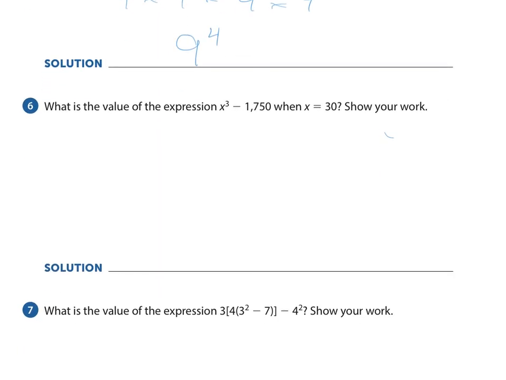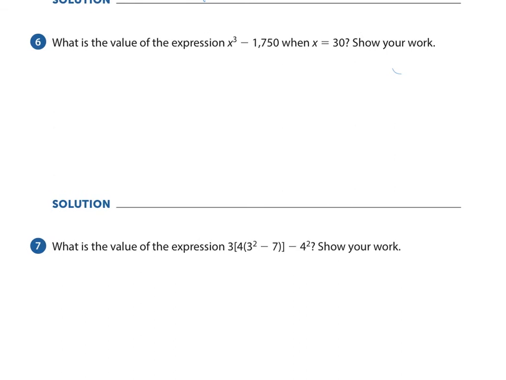Number 6. What is the value of the expression x cubed, or x to the third power, minus 1,750 when x is 30? Show your work. So even if you use a calculator to support you here, you still need to show your work to help you out. So x to the third minus 1,750. This is really going to be 30 to the third minus 1,750. So our problem here is going to be 30 times 30 times 30.